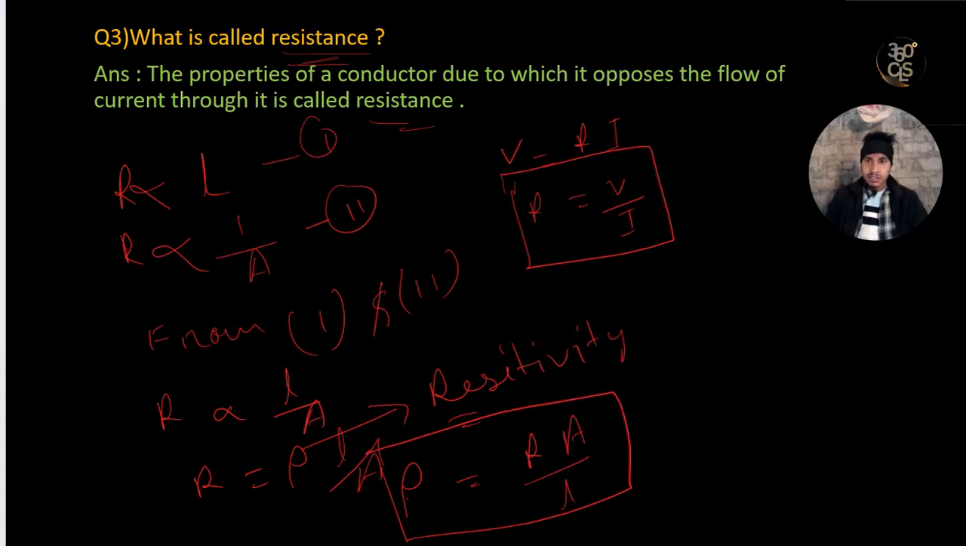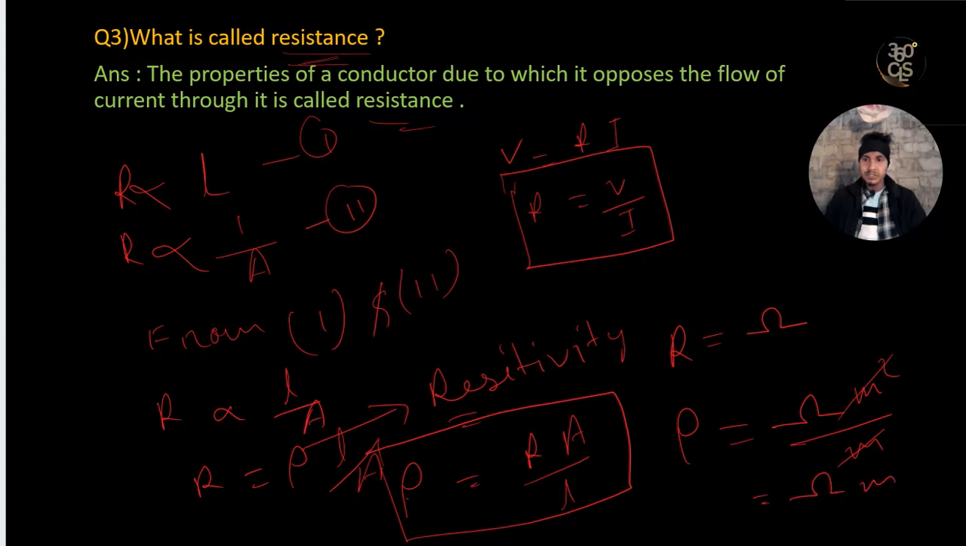Now remember one thing, the SI unit of R, that is resistance, is ohm, which is denoted by omega. Now from this we can say the SI unit of rho is R, that is omega, times A, meter square, upon length, meter. So meter cancels. So omega meter, that is ohm meter. So the SI unit of resistivity is ohm meter, and this is also very important.